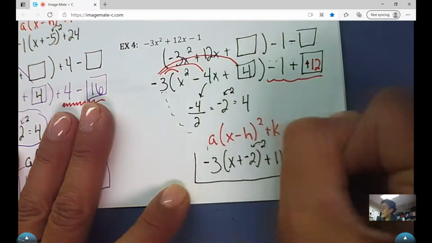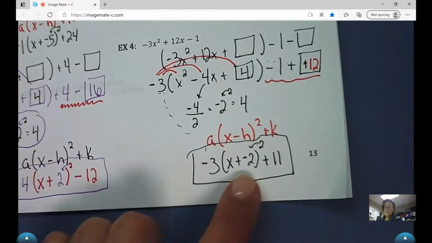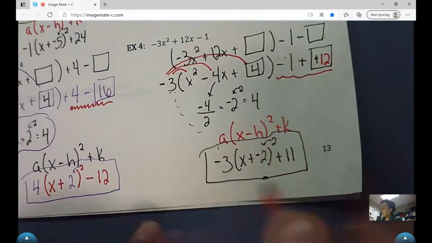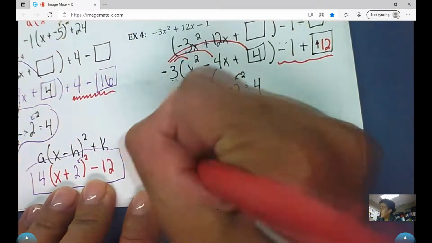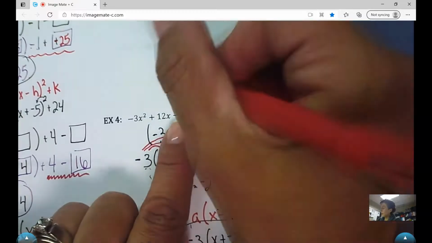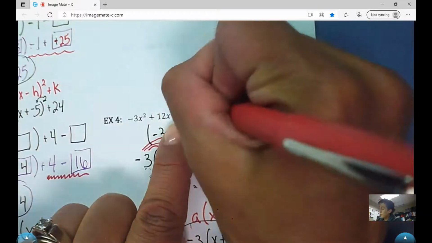And now we have it in vertex form. So the vertex is 2, 11. And the y-intercept is 0 and -1.